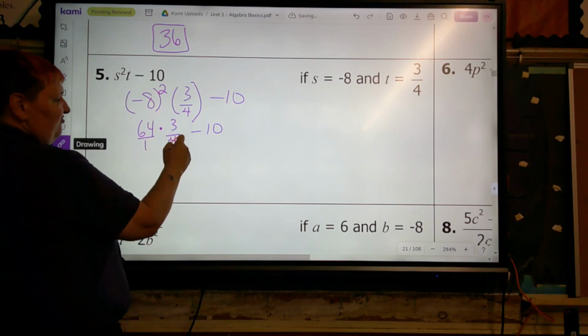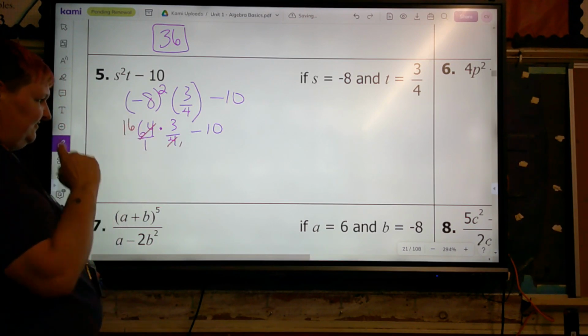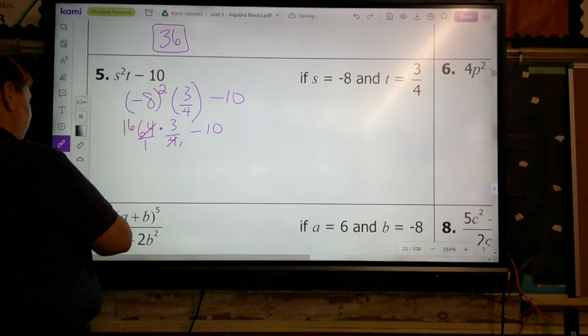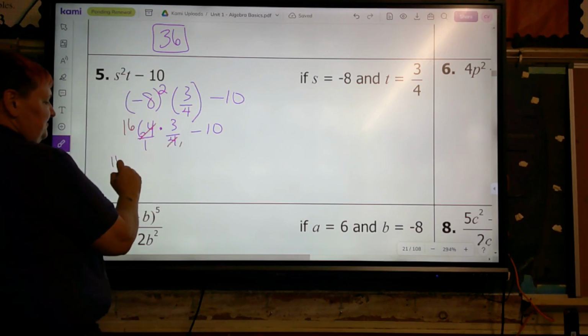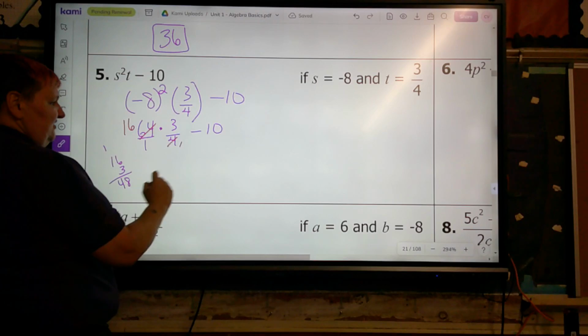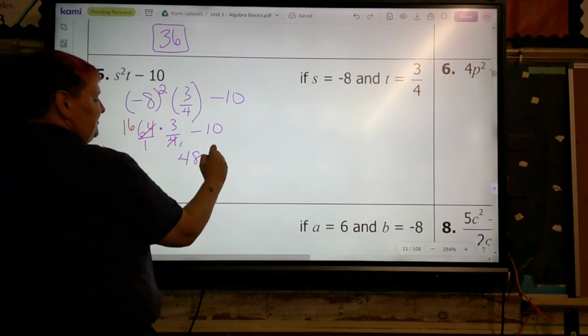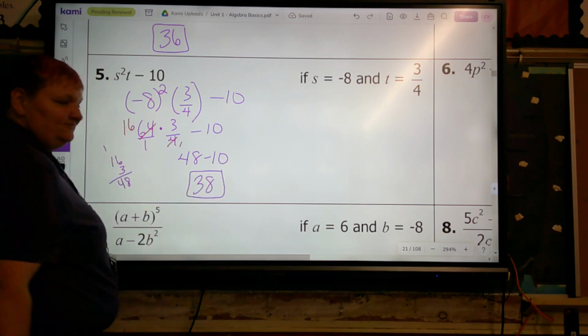4 goes into itself once. It goes into 64 16 times. And now all you have to do is multiply 16 times 3. 16 times 3 is 48. So now we have 48 minus 10, and our last step gets us down to 38.